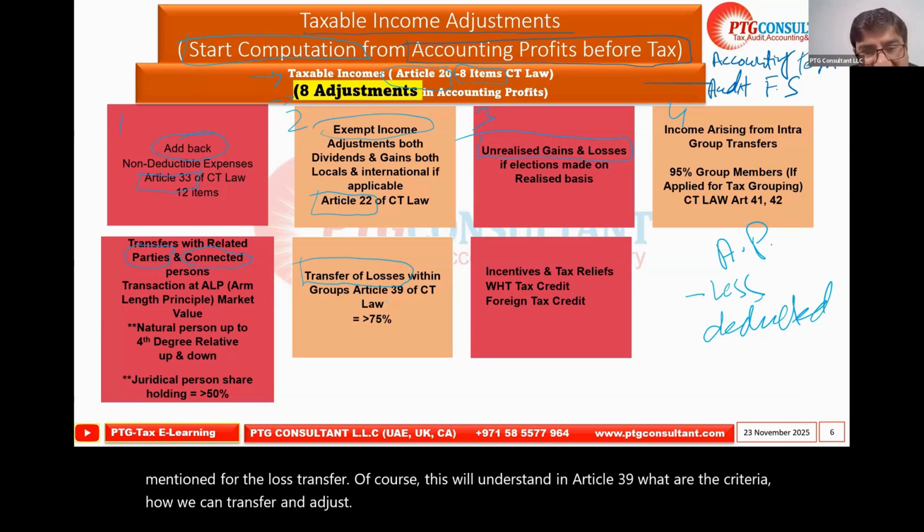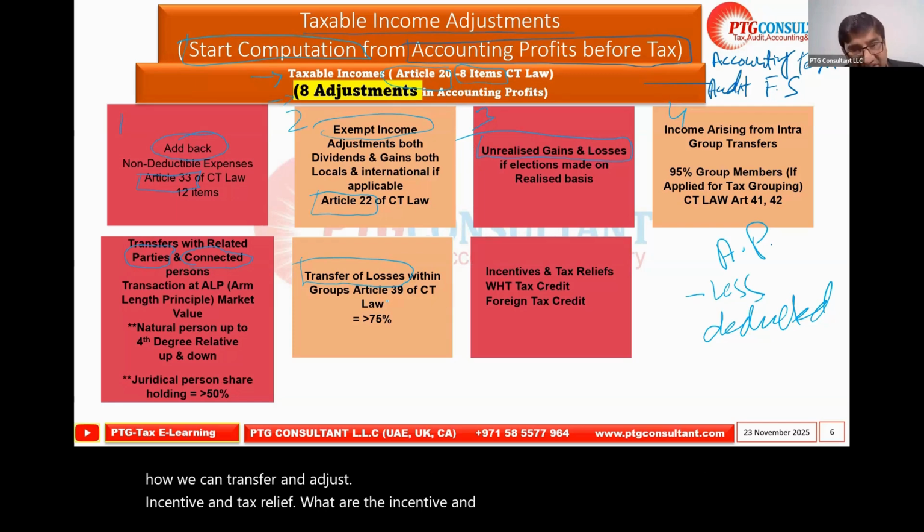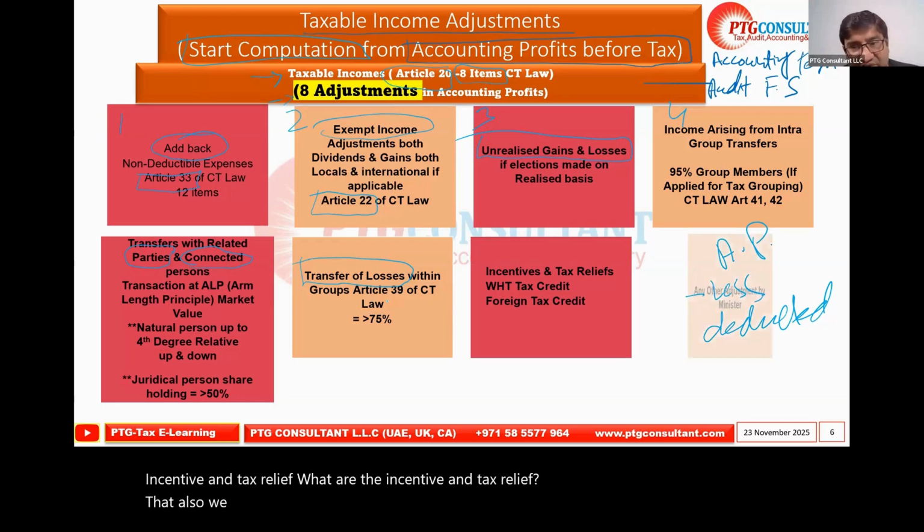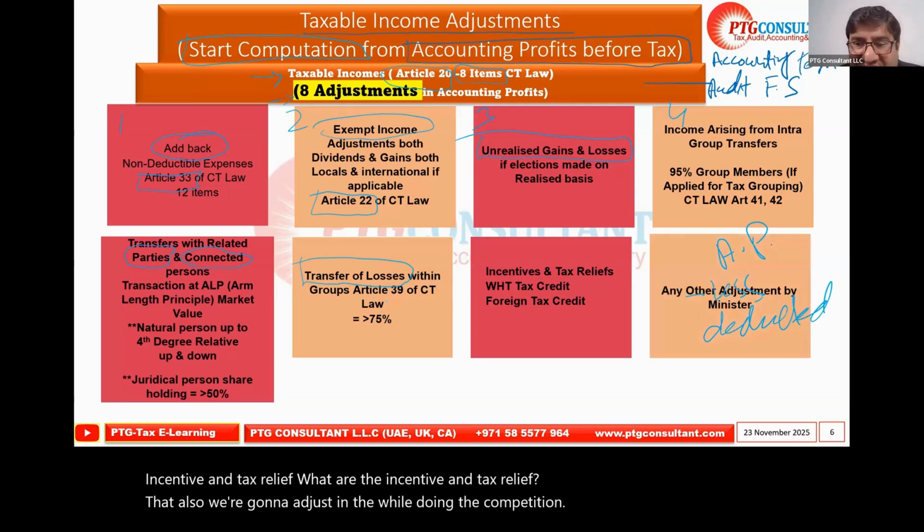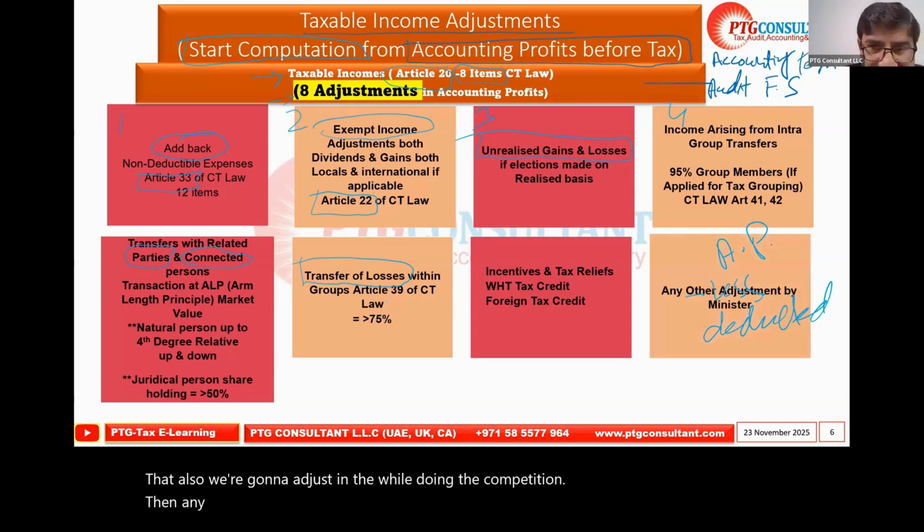Incentive and tax relief. What are the incentive and tax relief? That also we are going to adjust while doing the computation. Then any other adjustment by the minister. So this is our 8 points.